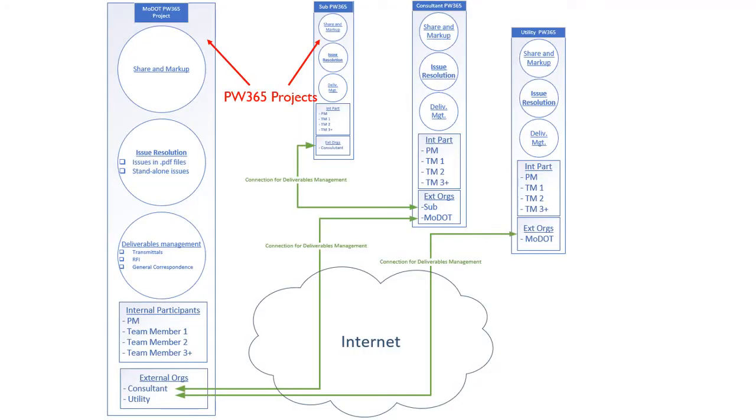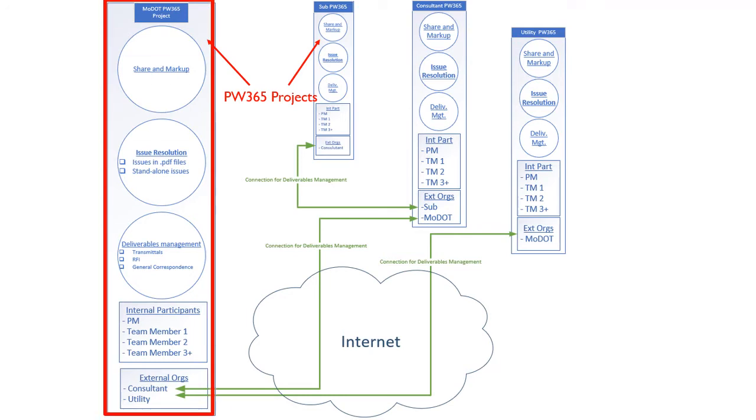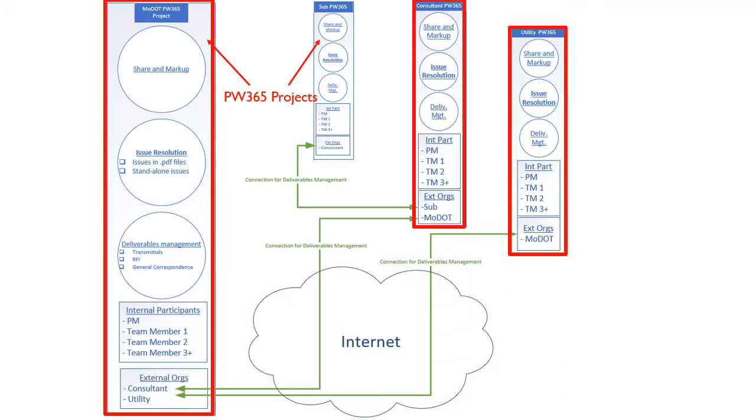Let's quickly review how ProjectWise 365 projects work. The rectangle on the left represents the MoDOT project. There are internal participants that have access to everything in the project. External participants can be invited and can transmit packages to each other. When the external participants accept the ProjectWise 365 invitation, their own project is created for them to use for their companies. Their project will have the services such as share and issue resolution, and those services are private to their organization. From their point of view, MoDOT is the external organization.